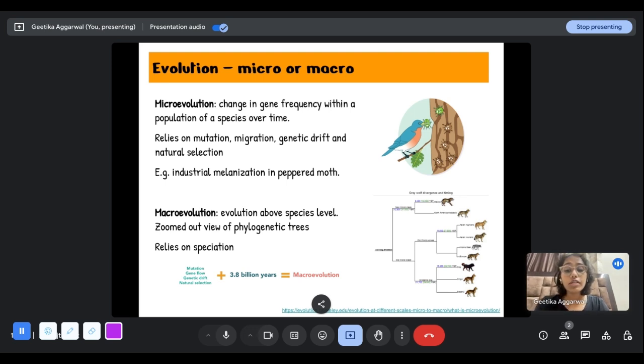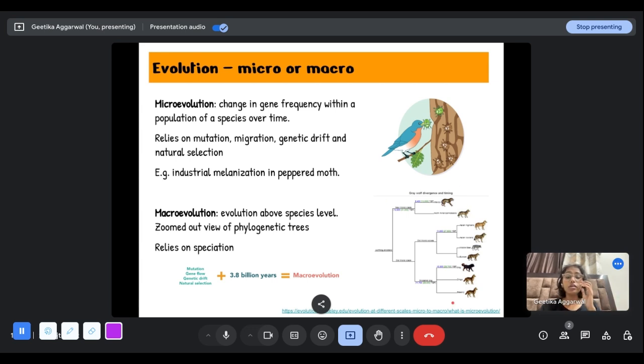Then macroevolution, as the term suggests, is when you're talking about evolution at a bigger scale, which is above the species level. So if you're taking a zoomed out view of some phylogenetic trees, for example, here is a phylogenetic tree of the wolf populations, or the dog populations. So basically, it's gray wolf populations.